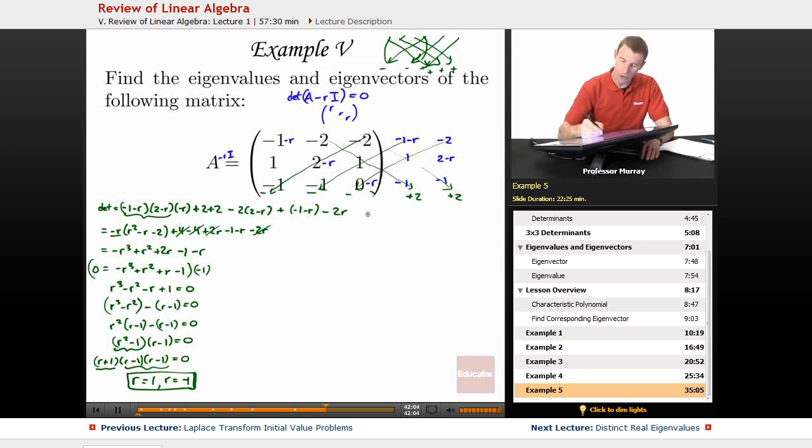So I'm going to start with r equals 1. Actually, I think I'll start with r equals negative 1. And I'm going to plug that back into the matrix, into the minus r for each one of these. Now, since r is negative 1, that means I'm adding 1 to each one of those entries. So let me write that out.